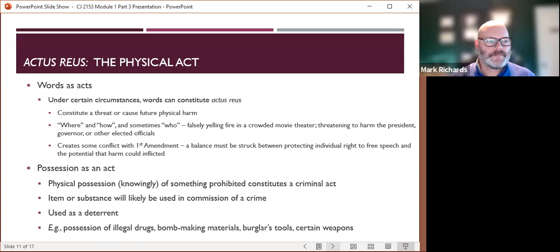Possession as an act under actus reus means that physical possession, knowingly, of something prohibited constitutes a criminal act. The item or substance will likely be used in commission of a crime, or the possession of the act is used as a deterrent. For example, possession of illegal drugs, bomb-making materials, burglars' tools, or certain other weapons constitutes actus reus.